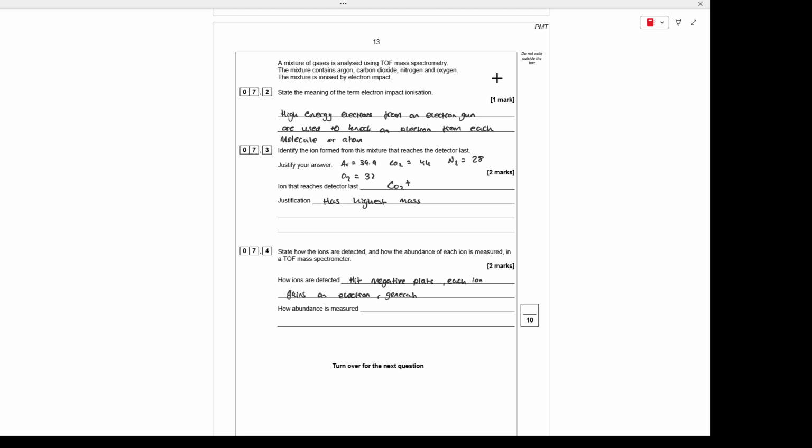And then with the other part, how abundance is measured. This is another really just fact recall. It's just that the abundance is proportional to the size of the current.